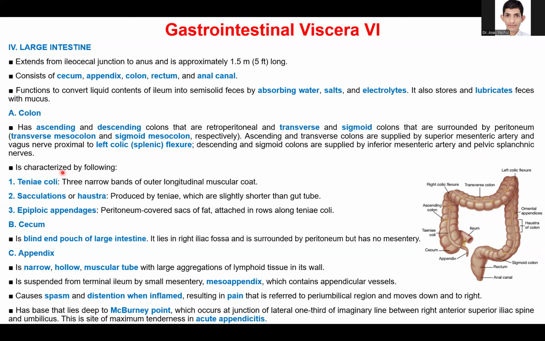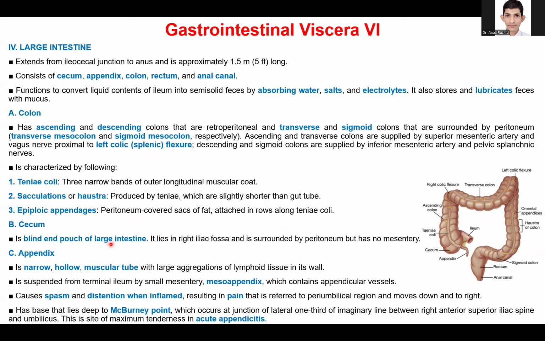The large colon is characterized by the following: taenia coli, three narrow bands of outer longitudinal muscular cord; sacculations or haustra, produced by the taenia, which are slightly shorter than the gut tube; and epiploic appendages, peritoneum-covered sacs of fat attached in a row along the taenia coli.